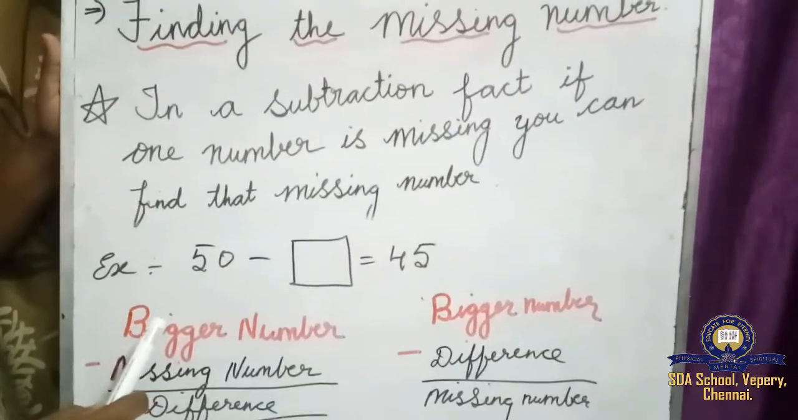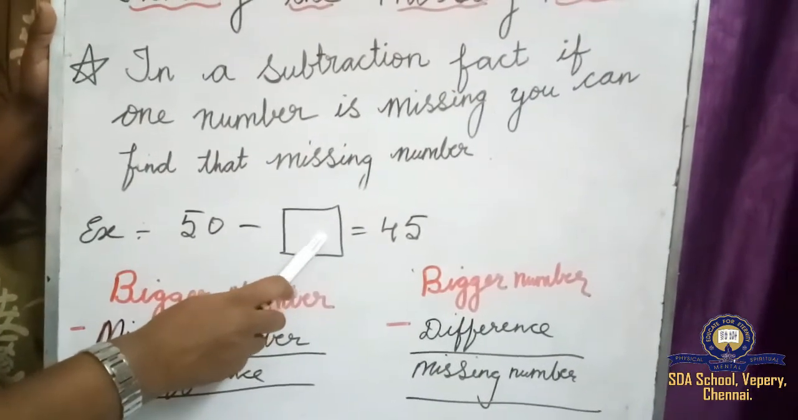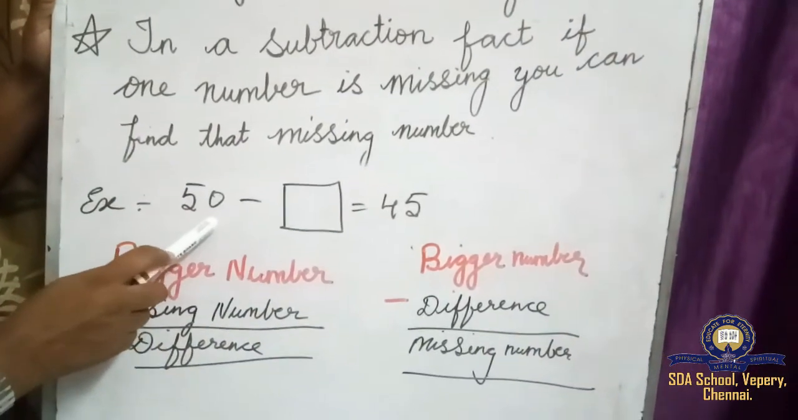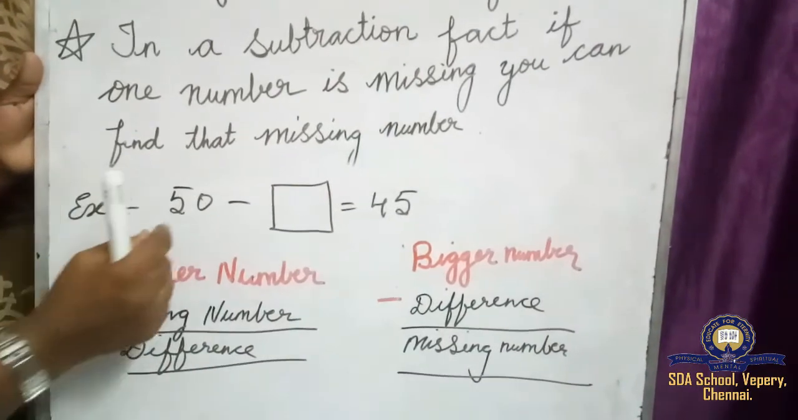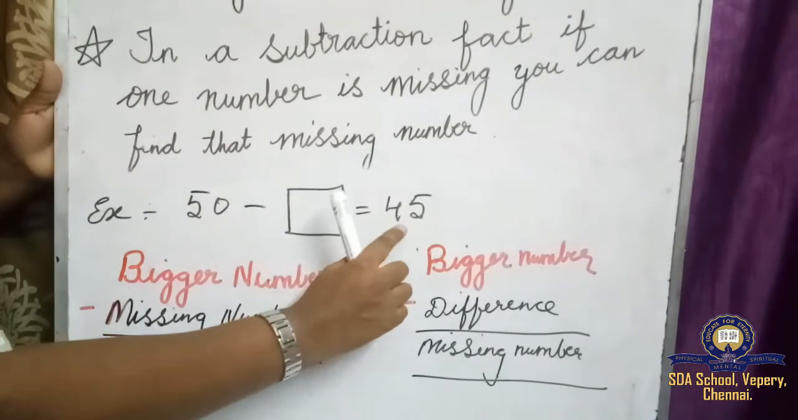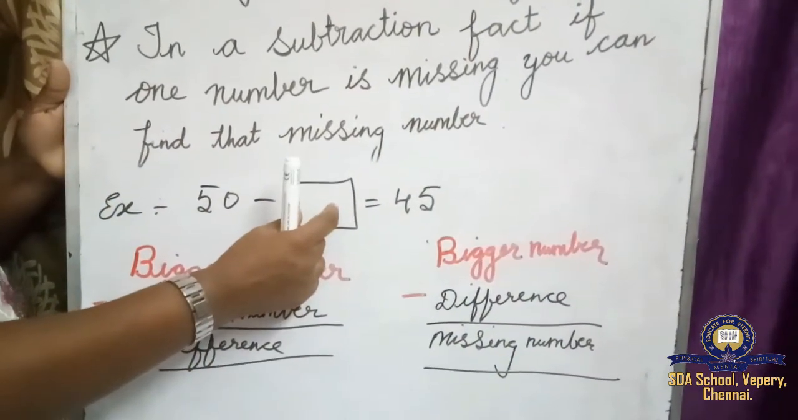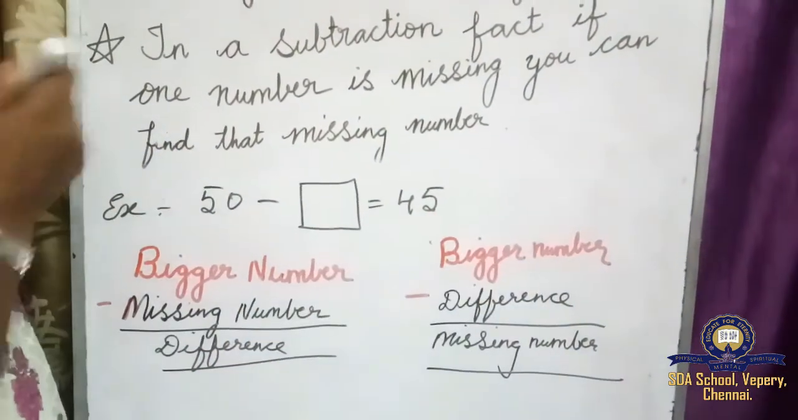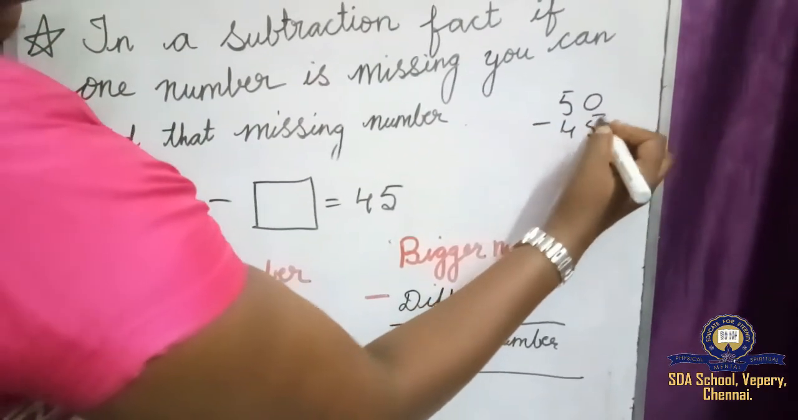Children, now let's see one more example. Here, see, the second number is missing. In the first example, we saw the first number was missing. It's a very simple concept, children. Just see this number minus 45, and you'll get the answer. That is the missing number. Very simple, 50 minus 45, you see. I don't want to confuse you, so I'm just doing it like this.